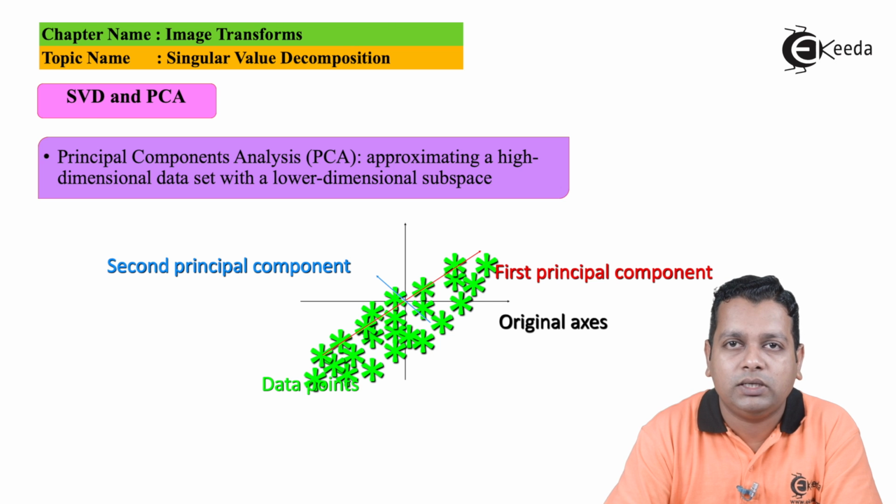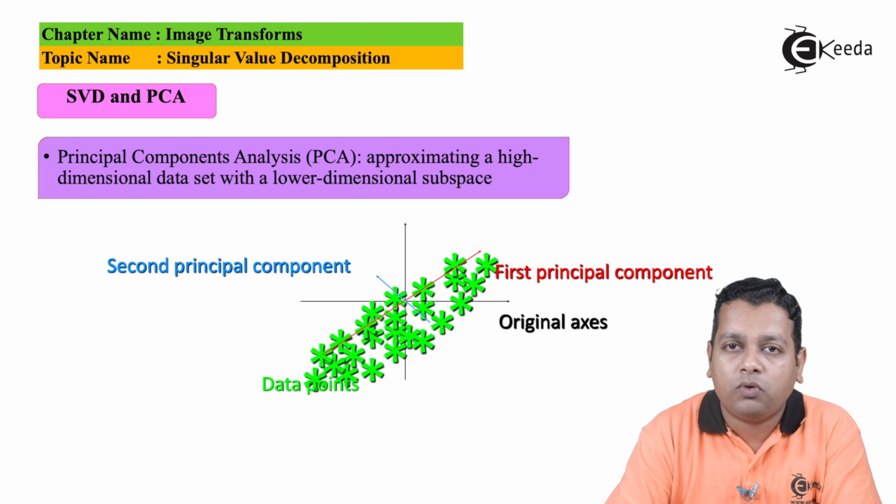So data redundancy is possible with the help of PCA. PCA, like SVD, also works for image compression and data redundancy, we can say. So let us have the information about the two. PCA stands for principal component analysis.